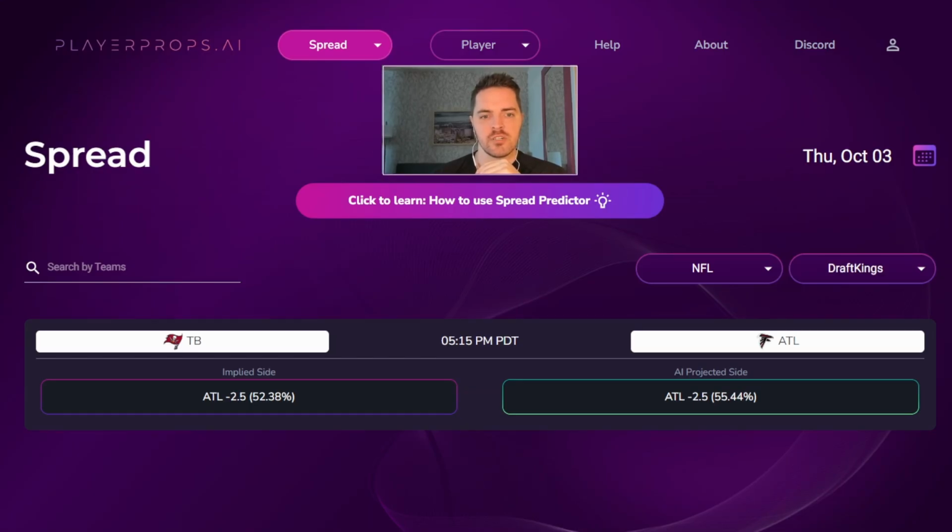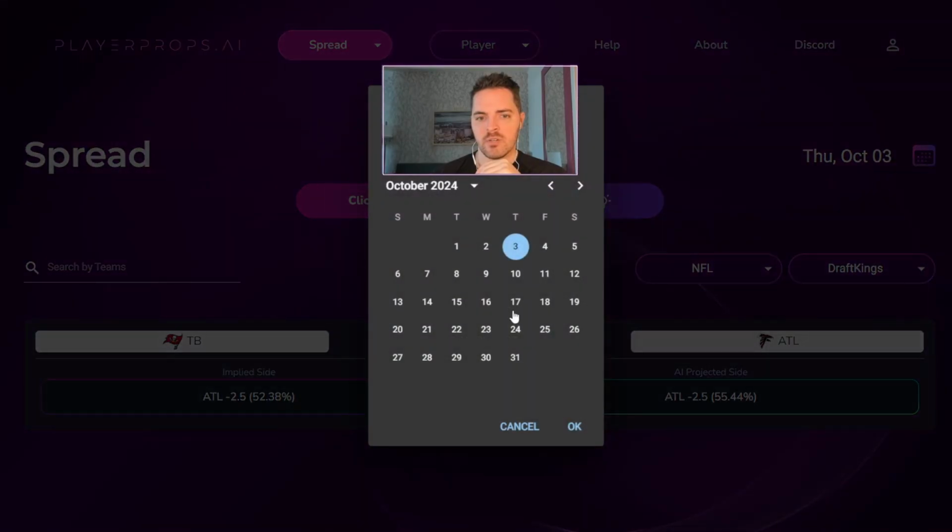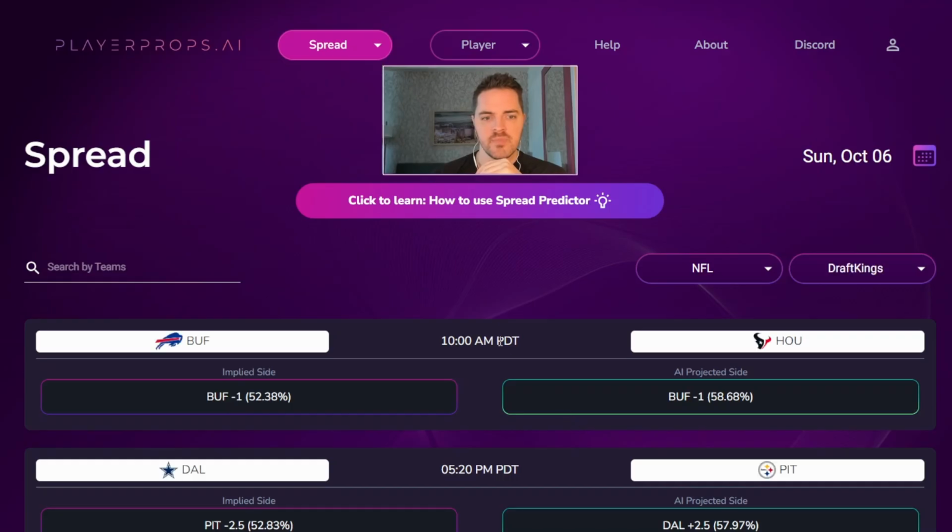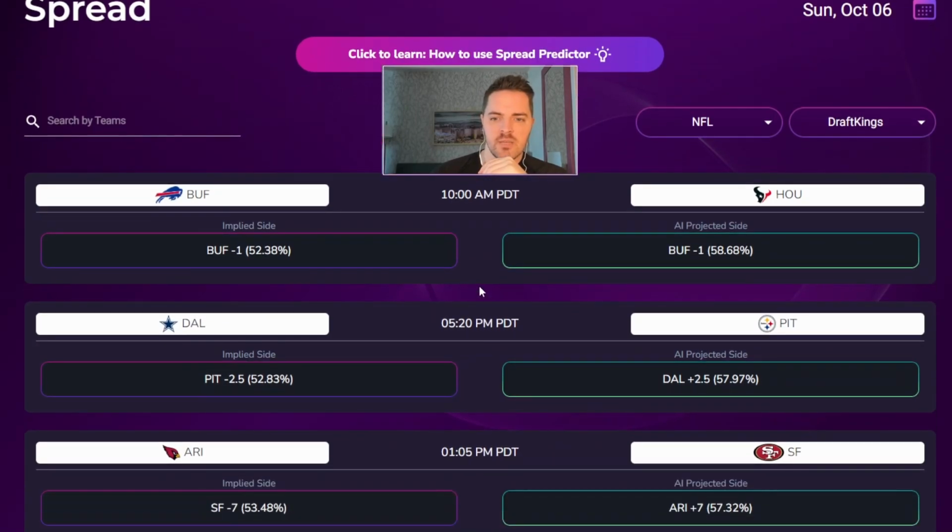When you change this, you have to make sure you change the date as well. So we're going to go over here. We're going to change it to Sunday because those are the games we're focusing on. And this more or less works the same way. Oh, so the Dallas spread was 2.5. So yeah, I told you before, without even looking at the spread predictor, it's telling me to go Dallas spread, not Dallas money line. So Dallas plus 2.5 is a 57.97% chance of hitting. This is an interesting spread to take because it already favors the Dallas money line. The spread right now for Buffalo over Houston is only 1.